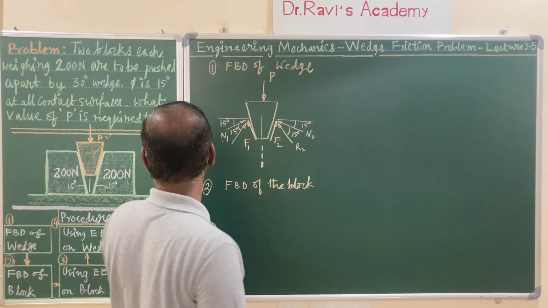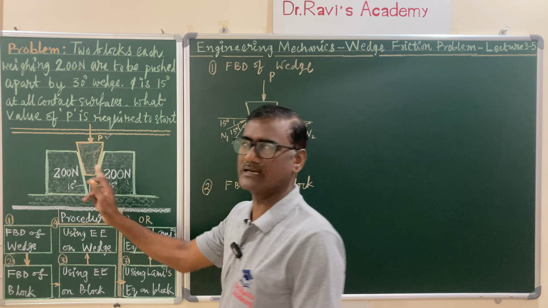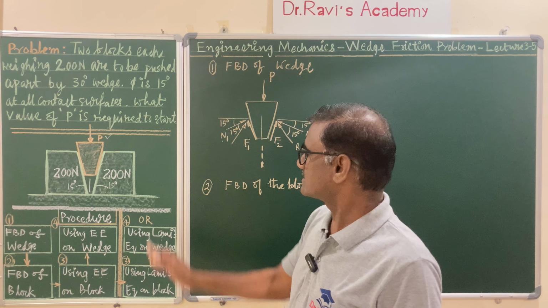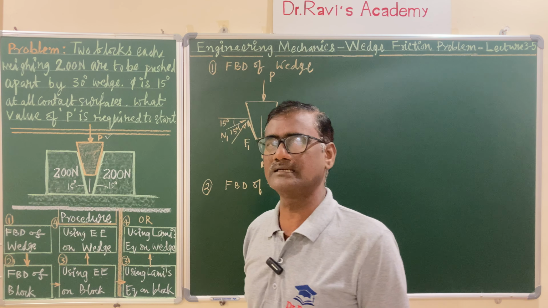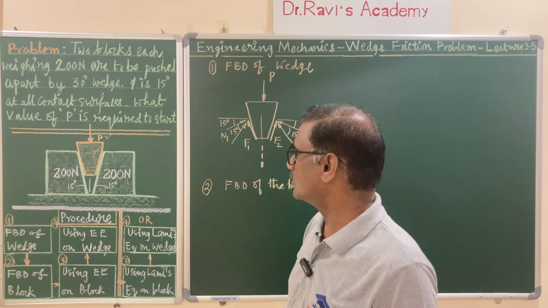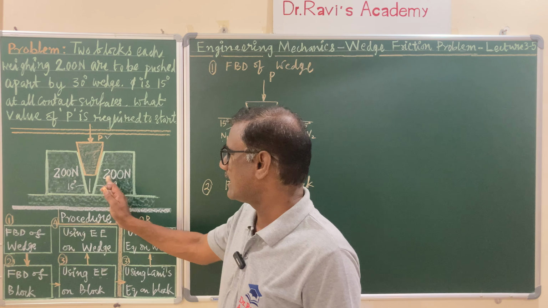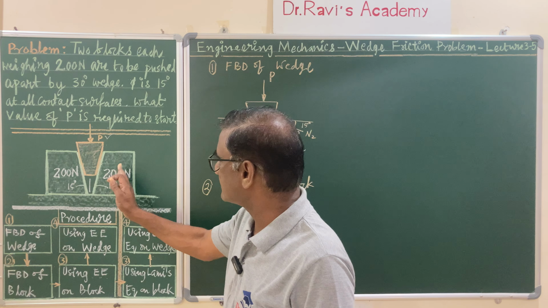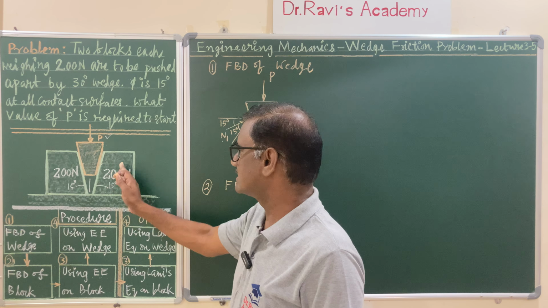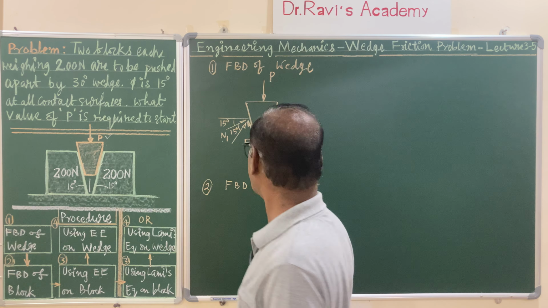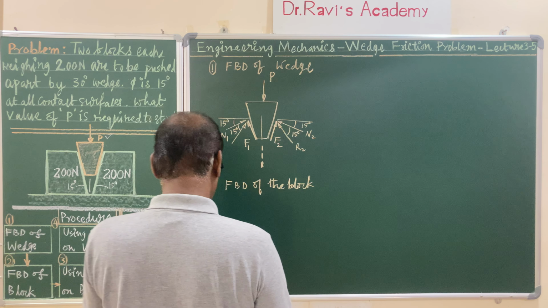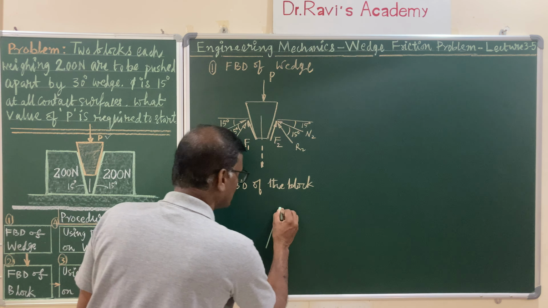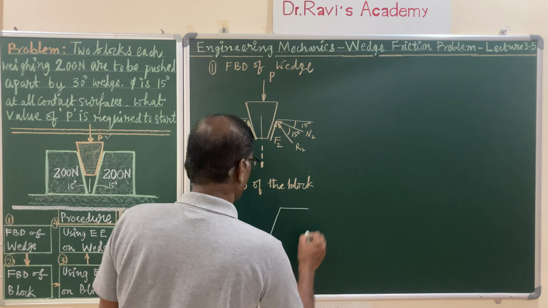So here in this particular problem you have two identical blocks. Whenever you come across symmetric blocks or wedges, you need not consider both. Let us consider only one, either the left side or the right side of the wedge. I am considering the right side of the wedge, that is this particular block. So let me draw the isolated view of the block.